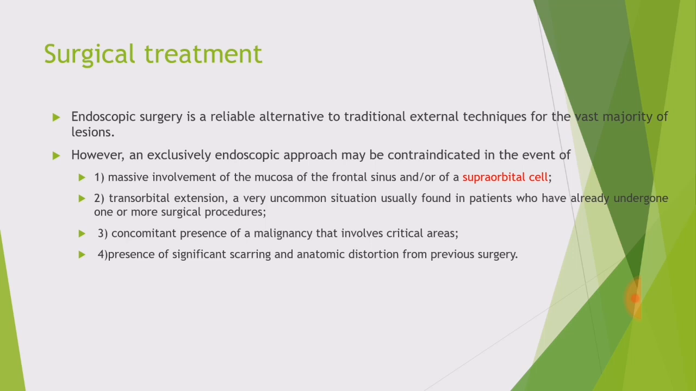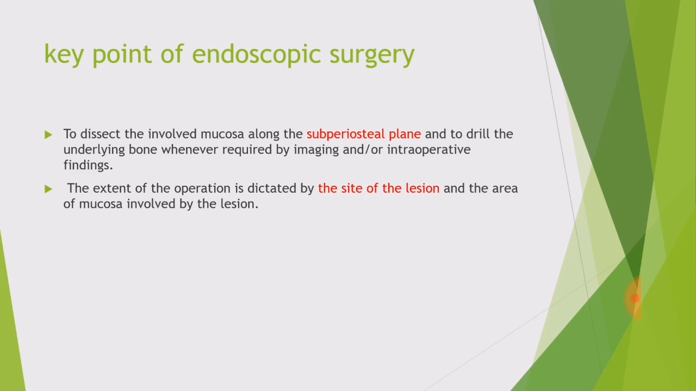If the inverted papilloma of the patient involves the mucosa of the frontal sinus. If it has transorbital extension, that is, involving the orbit. If it is present with a concomitant malignancy that involves critical areas. If there is significant scarring and anatomic distortion from previous surgery. These were some of the contraindications of the endoscopic approach to remove inverted papilloma.